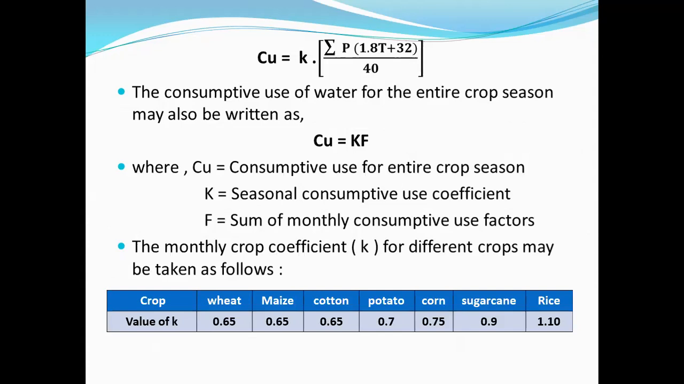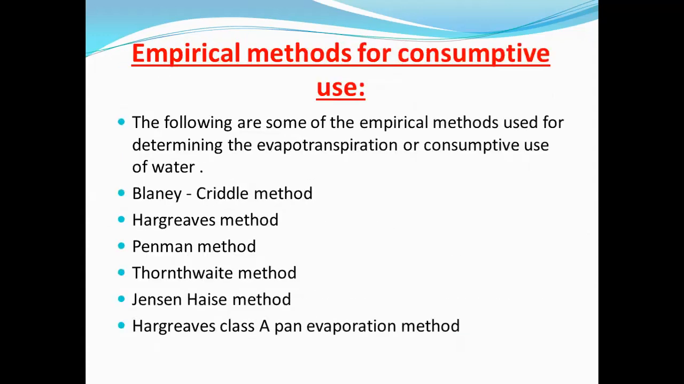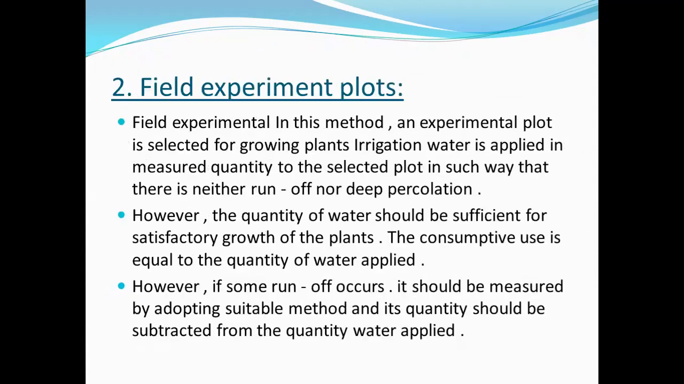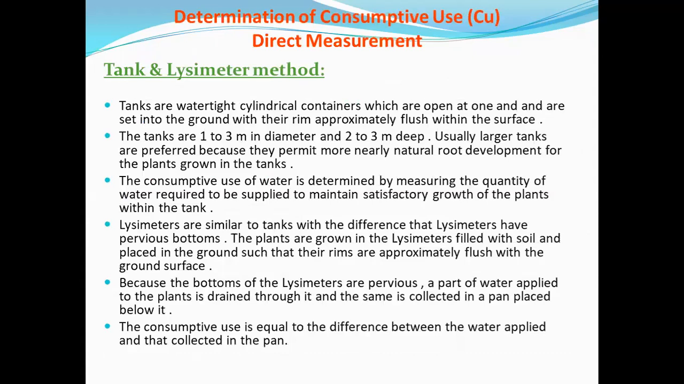So today we learned about two methods. The first is the direct measurements method, and the second is the empirical methods. Both are used for finding out consumptive use. These are all the methods for the determination of consumptive use, which is denoted by Cu.